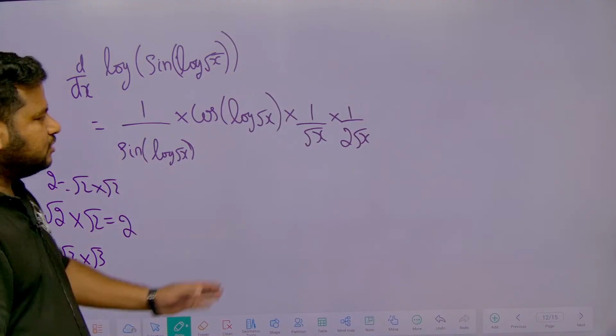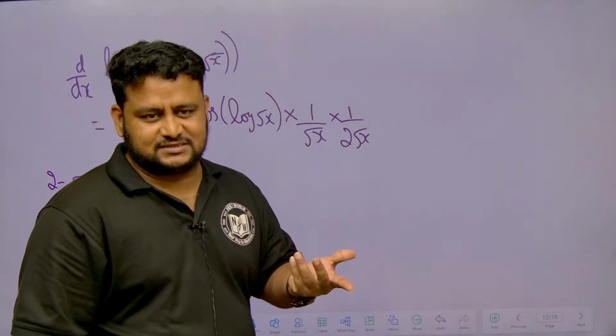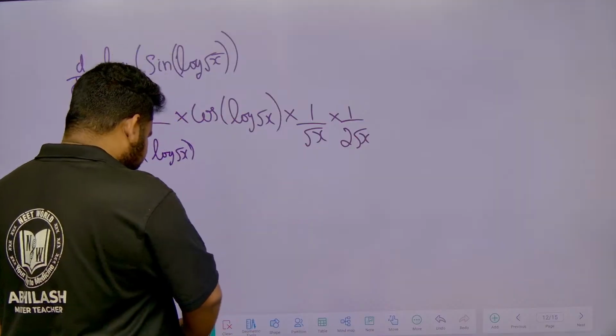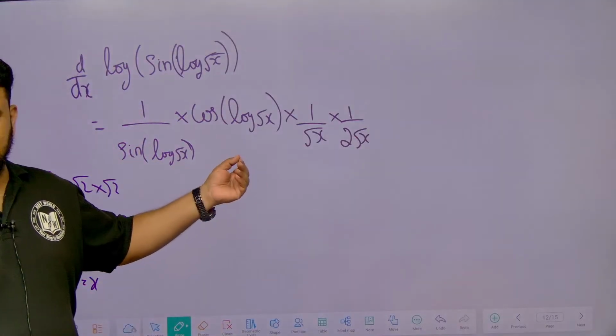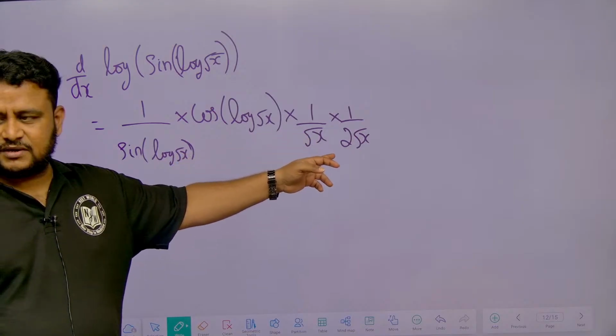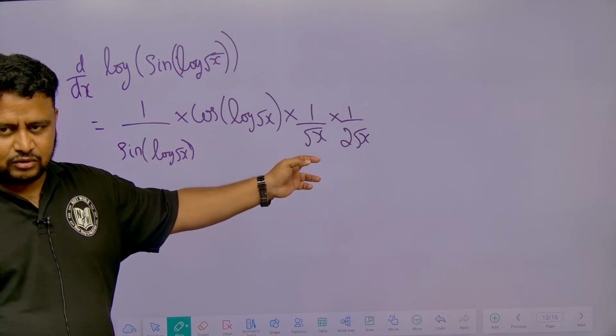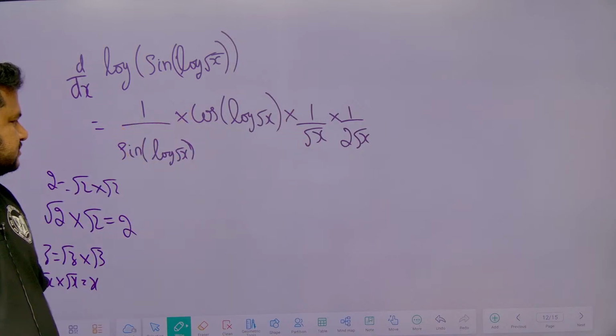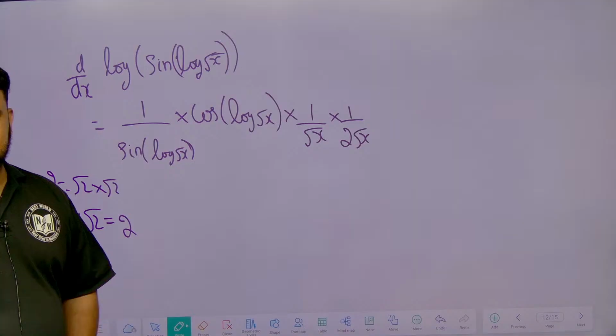So root x into root x will become x. Keep it like this, no problem. Finally, in the next step you can write root x into root x, it will become x. So it will become 1 by 2x. That's all, 1 by 2x. This will be the final answer you can write.